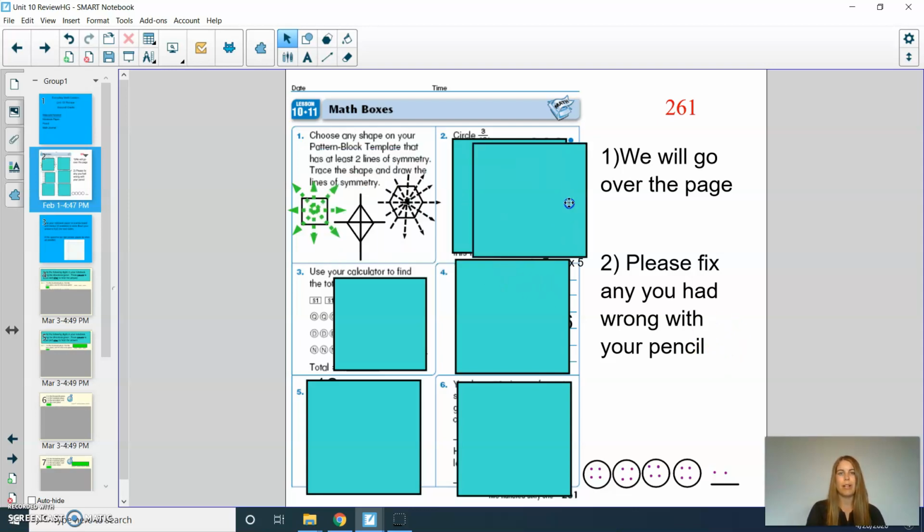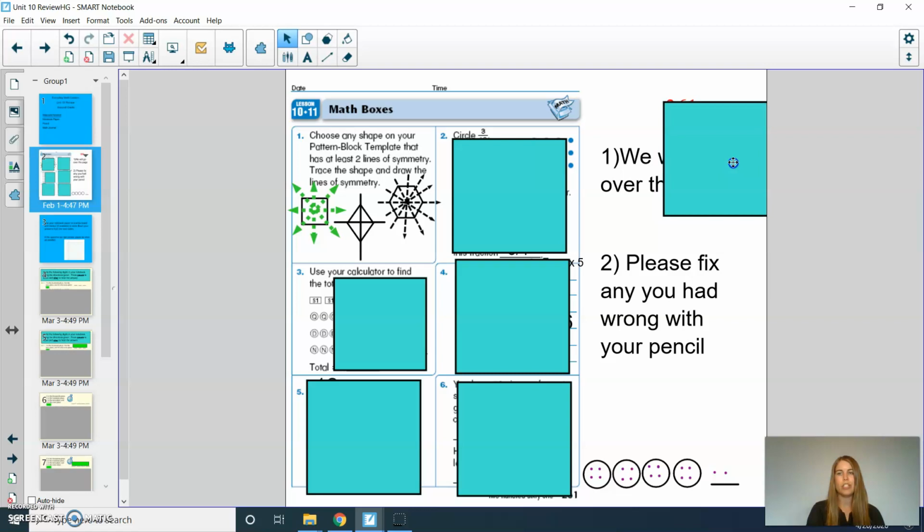For question number 1, you just needed to choose one shape. I put a few different examples. But choose a shape from your pattern block template that has at least 2 lines of symmetry. Trace the shape and draw the line of symmetry.